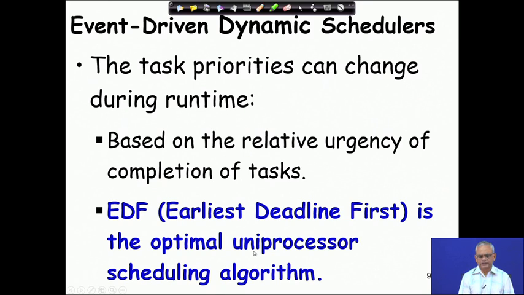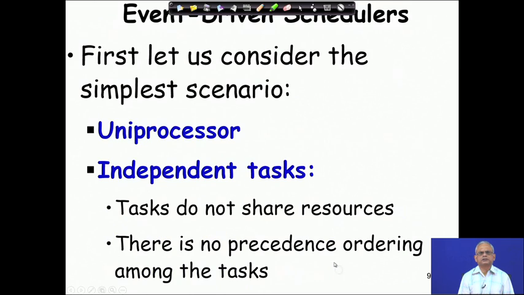Now, let us look further into the results. To start with our discussion, we will consider the simplest scenario. The simplest scenario is that we have a uniprocessor and the task set is independent.